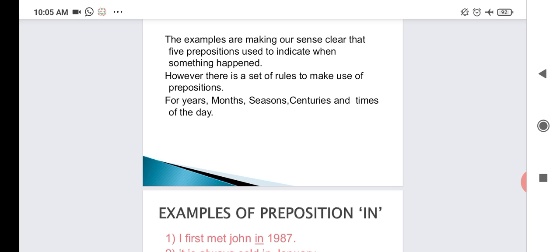The examples are making our sense clear that prepositions are used to indicate when something happened. However, there is a set of rules to make use of prepositions. Each preposition should be used according to a specific rule. For years, months, seasons, centuries and time of the day, we use time prepositions.